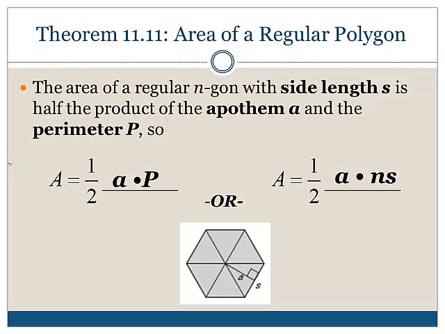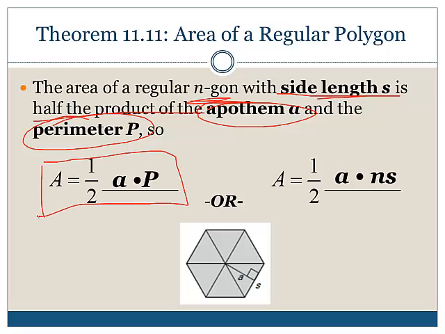Okay, here is the important theorem of this module. It's theorem 11.11, area of a regular polygon. The area of a regular polygon, an n-gon, with any number of sides from 3 up to infinity, with side lengths s, is half the product of the apothem, A, and the perimeter, P. So you multiply them. You can memorize either this formula or this formula, because P is the number of sides times the side length.